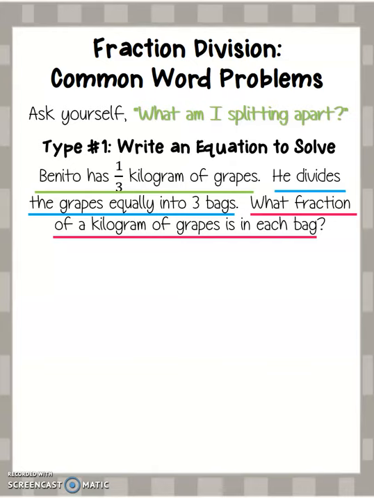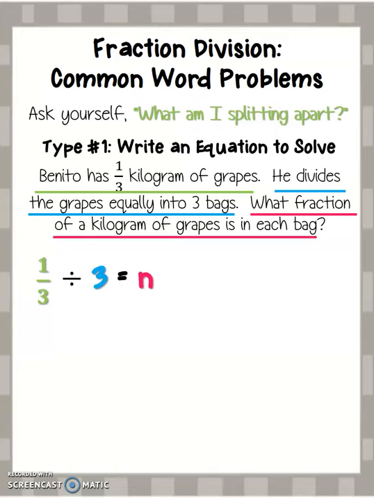So if I'm asked to write an equation, I know that the amount I'm splitting apart always comes first because the dividend is always written first in a division equation. So if I'm splitting apart 1/3 of a kilogram of grapes, I need to write the 1/3 first. Then, since I'm dividing it into 3 bags, I can take that 1/3 and divide it by 3, which is going to give me a mystery amount, n. A lot of times you'll see letters to hold the place of numbers that we haven't solved for yet. So I could write the equation 1/3 divided by 3 equals n.